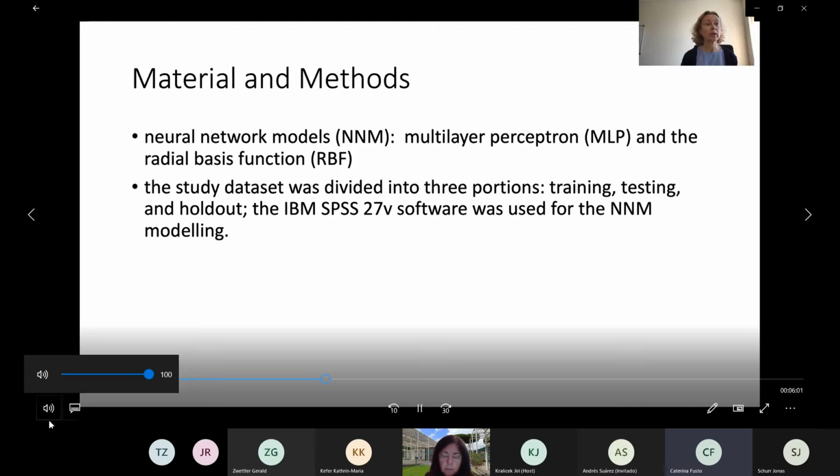There were also neural network models constructed with one hidden layer, and reducing the error functions helps us to optimize the number of units in the hidden layers. For modeling analysis, the study database was divided into three portions: training, testing, and holdout. And the IBM SPSS software was used for the modeling.